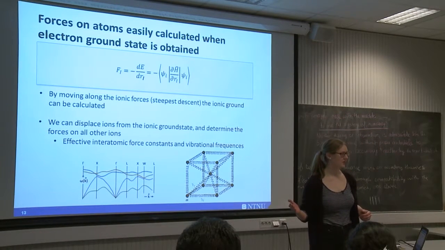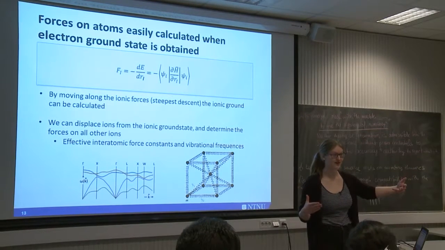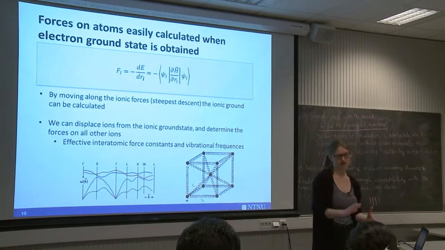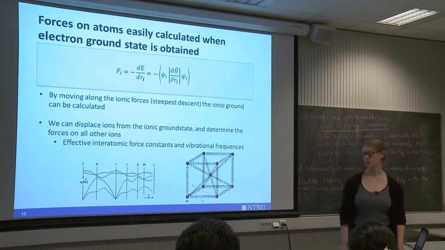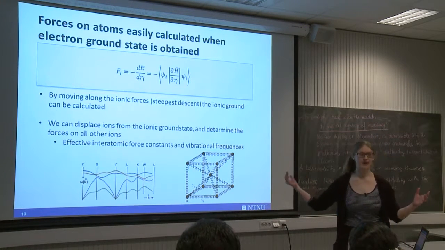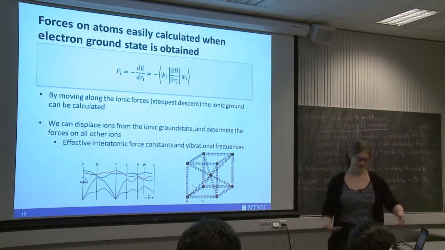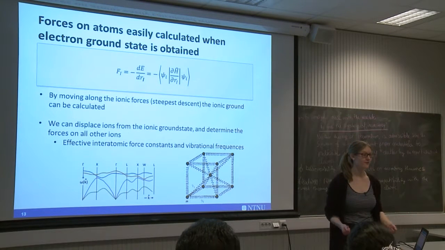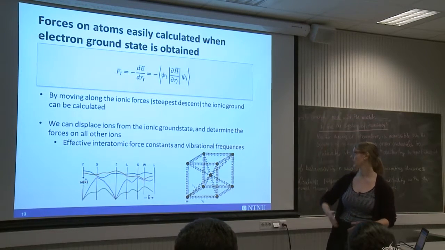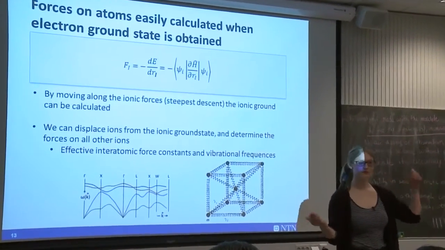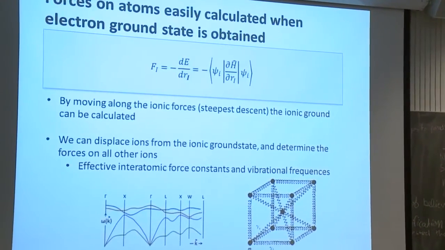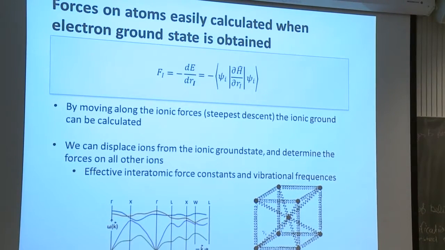So in practice, you use an algorithm, you move the ions a bit, and then you recalculate the electronic ground state, and you always move them until you reach some sort of ground state for the ions as well. And when you obtain that, you can go even further and move the ions a bit away from their equilibrium position. Then you can obtain force constants and vibrational frequencies. You can calculate the whole phonon spectrum for the ions. There's a lot of possibilities.